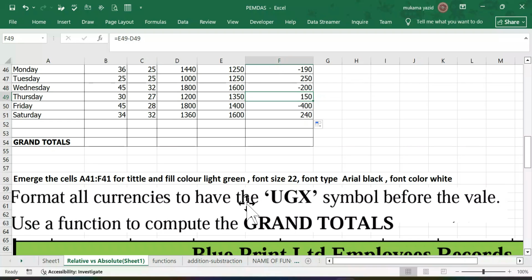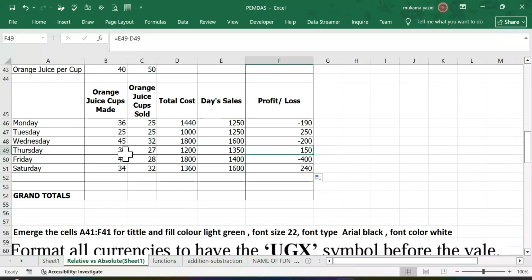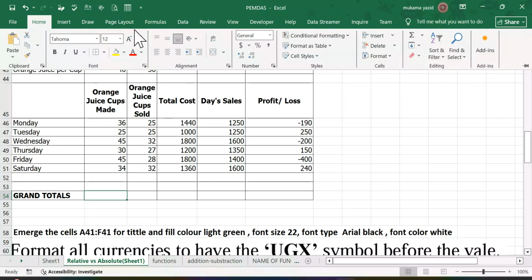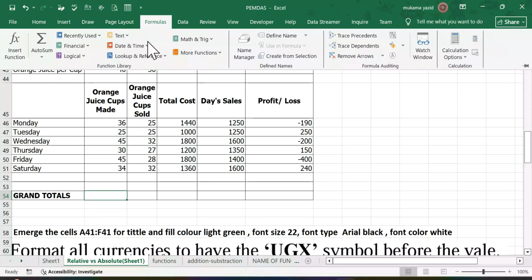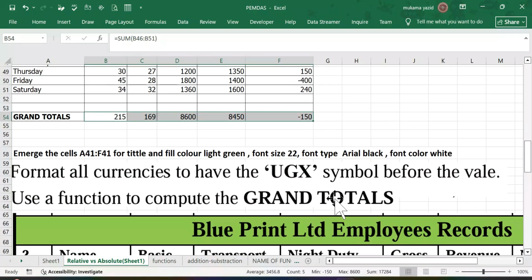So let us see some questions below here. They said grand total. Grand total is like summing up what you have here. Since they didn't specify, you can use any function or formula. To me, I will choose a function to save time. I want to sum this, then I will just autofill, then I get the answer.